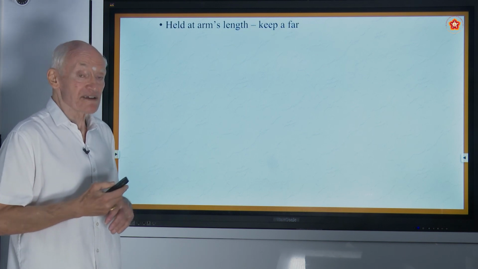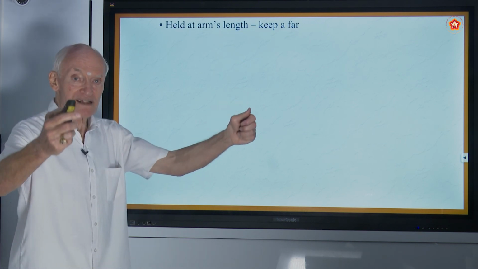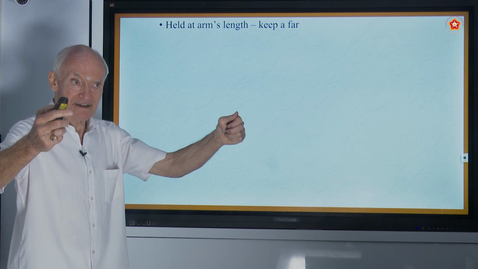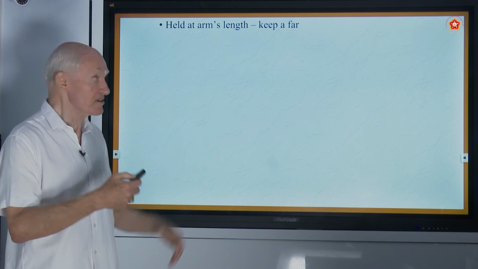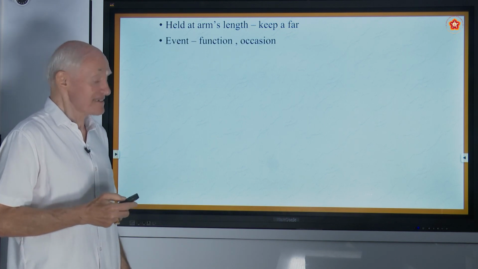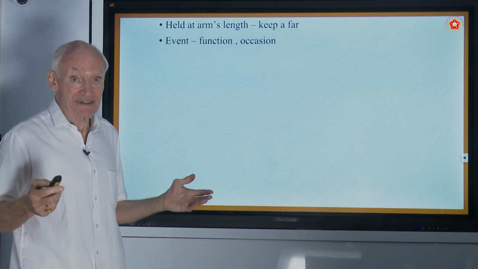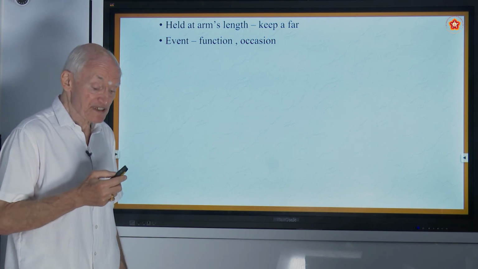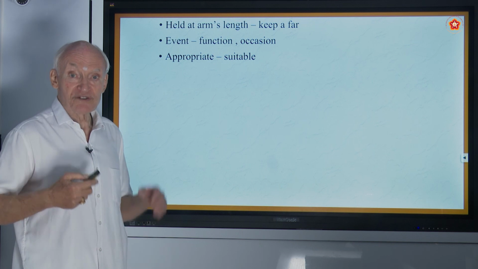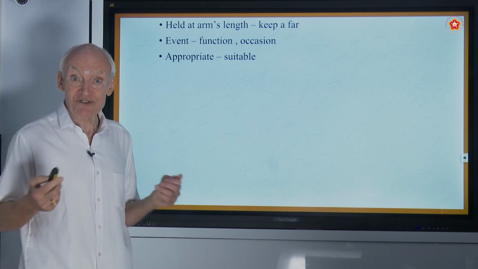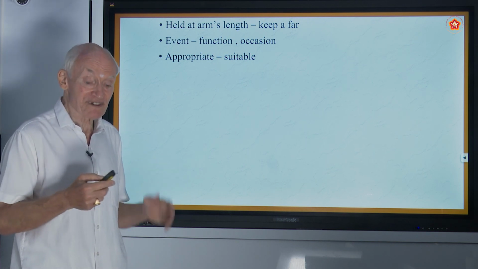Held at arm's length. Remember, the mother came in, held her at arm's length, okay, and looked at her. Keep her far, so she could get a good look at her. Event. This was the opening event. It was the opening annual presentation. Nice occasion. Appropriate. When you do something appropriately, it's suitable. It's the right thing to do. It's appropriate.